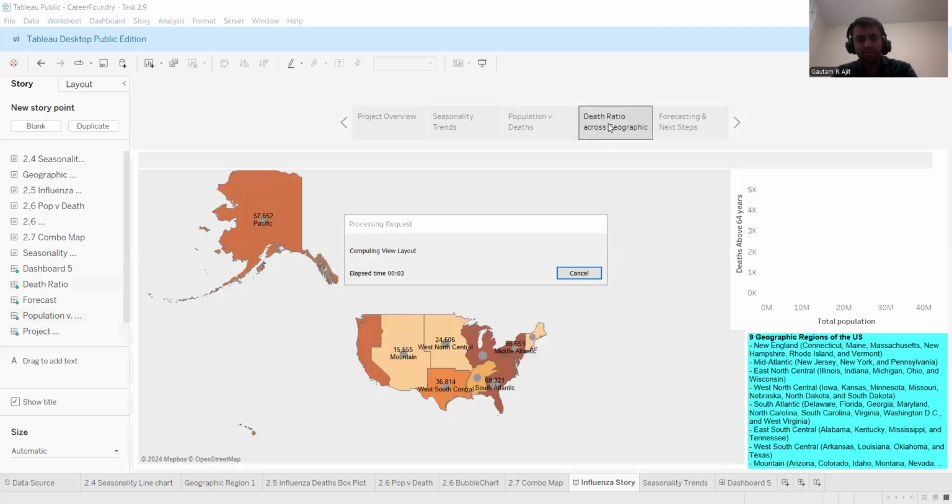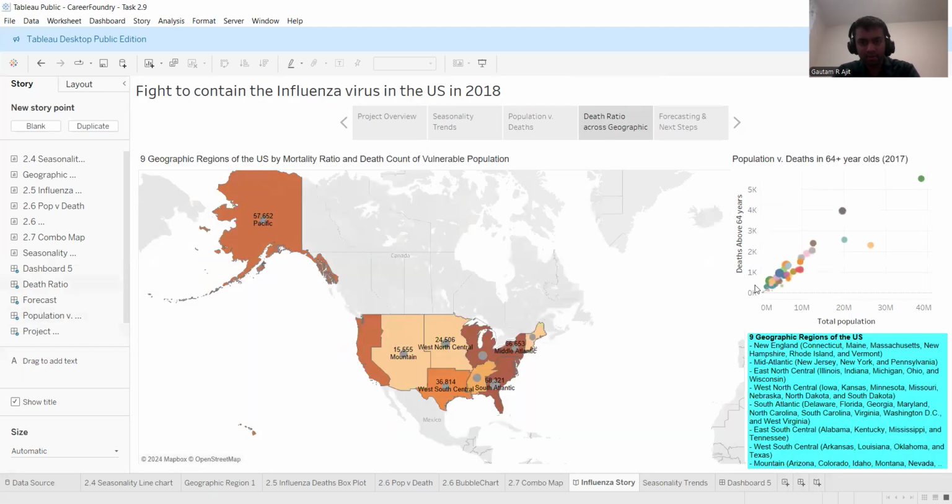Now moving on. Here we have a geographic representation of the 9 regions, which was briefly mentioned in the introduction slide. So these are the 9 regions. This text details the regions and the states which make up each of these regions. So for Mid-Atlantic, we have the states of New Jersey, New York, and Pennsylvania. For East North Central, we have Illinois, Indiana, Michigan, Ohio, and Wisconsin, and so on and so forth.